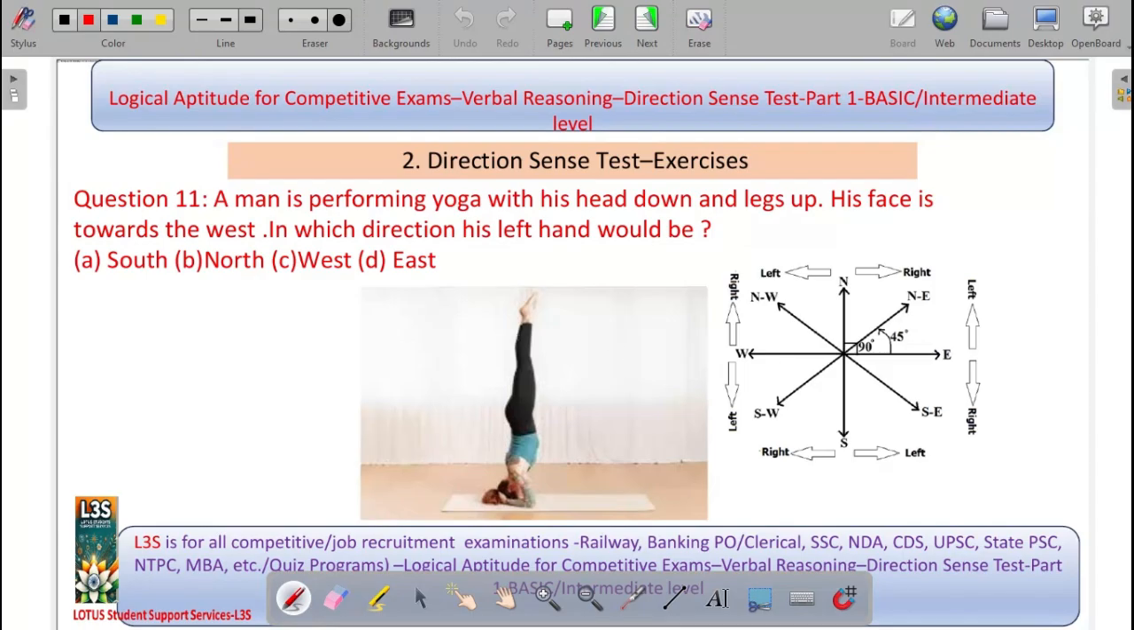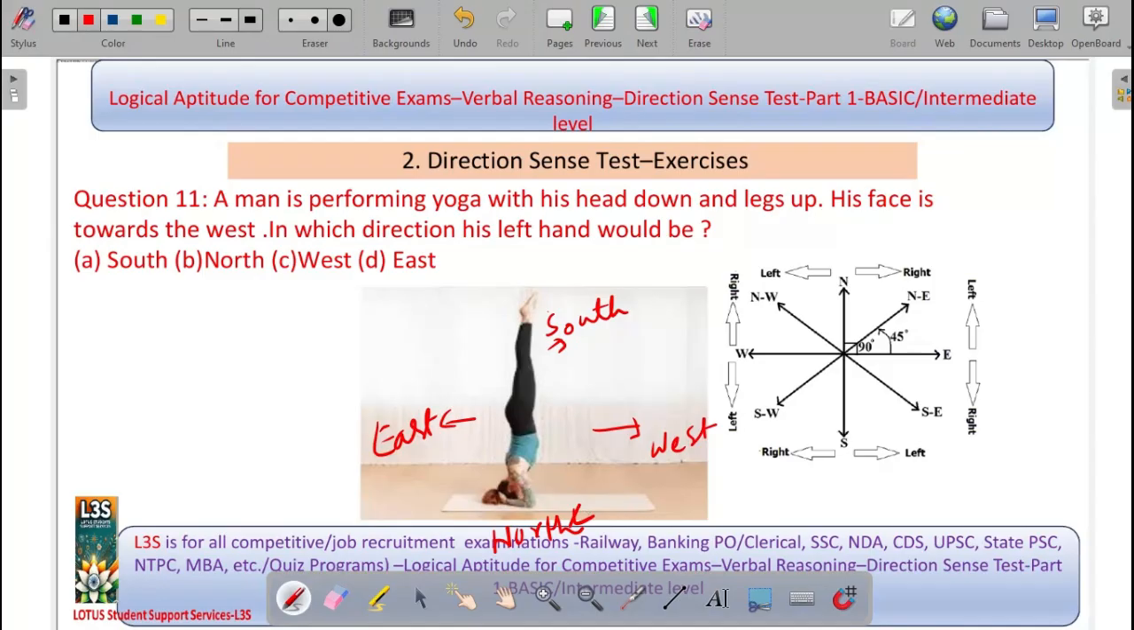See, this man's head is down and he is looking towards the west side. This is the west side and this is the east side. And on the opposite axis, this side will be south and this side will be north.